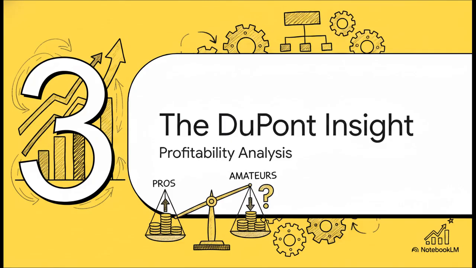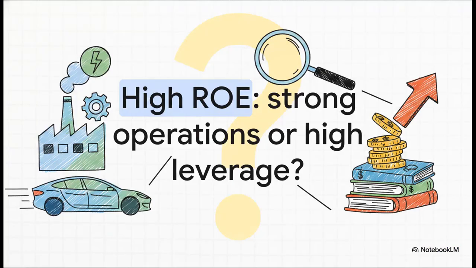Section 3, the DuPont insight. Let's get into profitability analysis. When you're screening a market darling, let's use Tesla as an example, and you see an absolutely massive return on equity, you've got to put on your detective hat. You have to ask, what's actually fueling that ROE? Are they crushing it with incredible core manufacturing operations, or are they just dangerously juicing their numbers with high leverage?